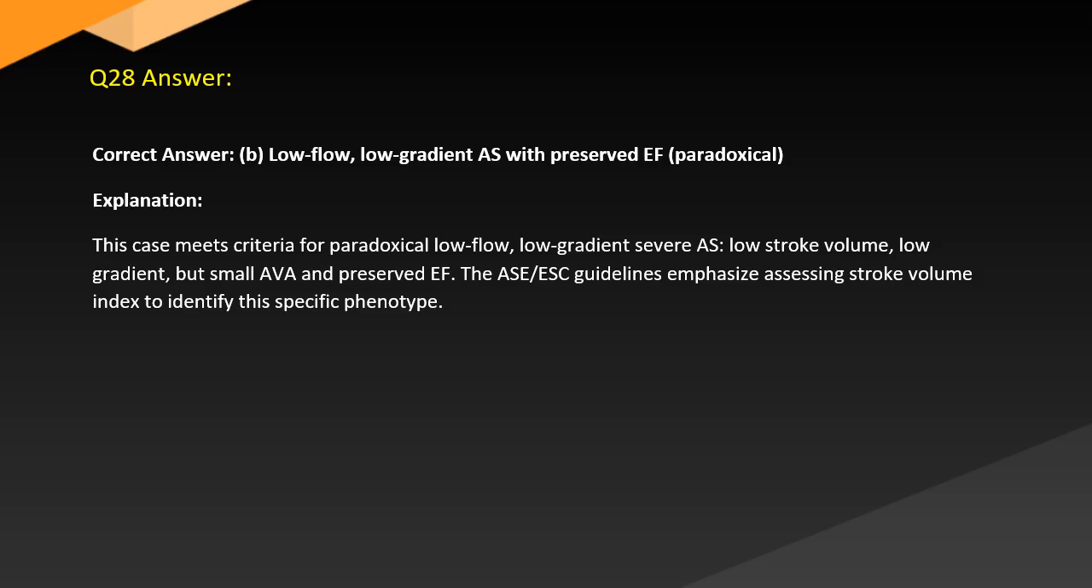Answer. Correct answer. B. Low flow, low gradient AS with preserved EF, paradoxical. Explanation. This case meets criteria for paradoxical low flow, low gradient severe AS: low stroke volume, low gradient, but small AVA and preserved EF. The ACC guidelines emphasize assessing stroke volume index to identify the specific phenotype.